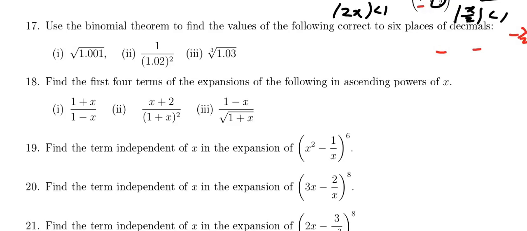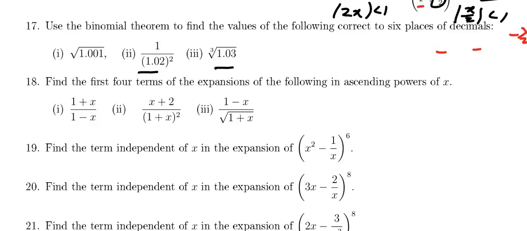Now question number 17. 17 is an application, and they specifically want us to use the binomial theorem to find the values of the following expressions, correct to 6 decimal places. So we're going to start with the first one. How we'll do the first one is how you do any of these. I'll do the first one, then you should be able to attempt the other 2.